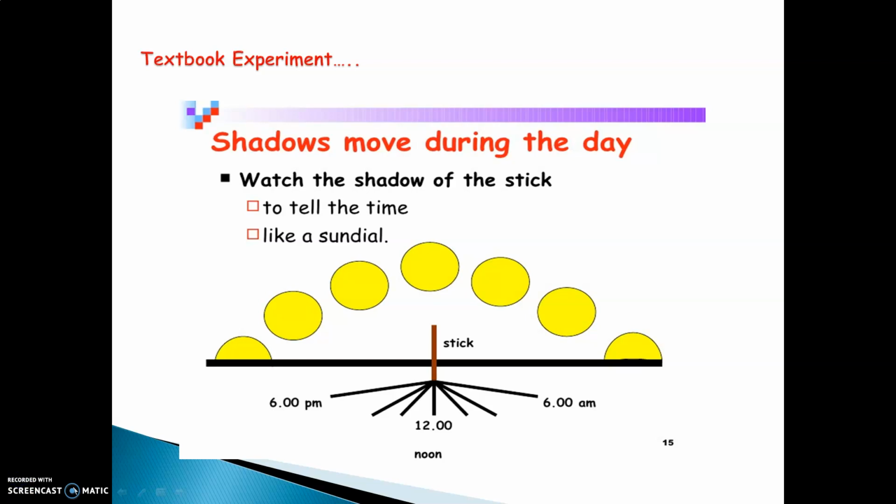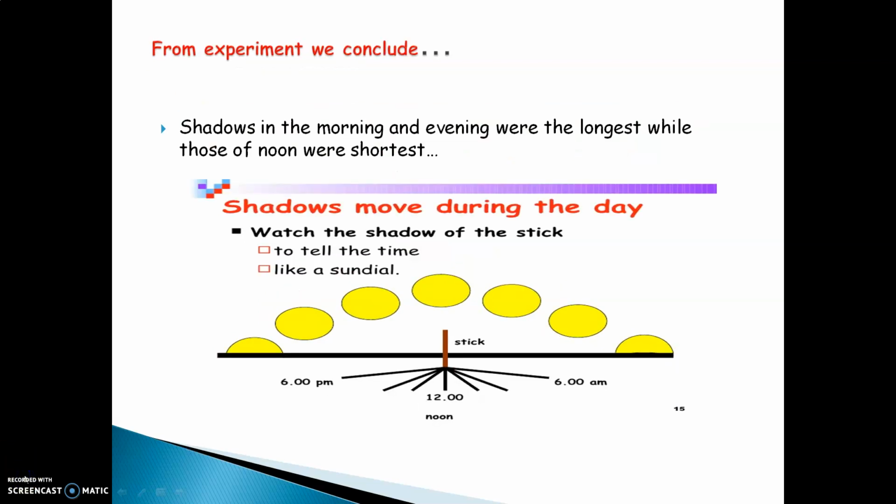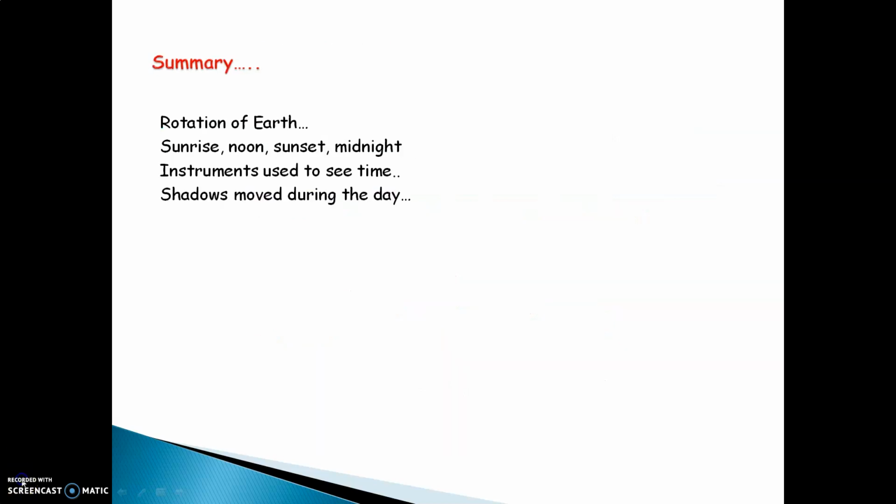You would have realized by your observation that the shadows in the early morning and evening were the longest, while those at noon were the shortest. Because of the change in the apparent location of the sun in the sky, the length and direction of the shadow of the pole kept changing. By observing the figure and the experiment, we concluded that shadows in the morning and evening were the longest, while those at noon were the shortest.